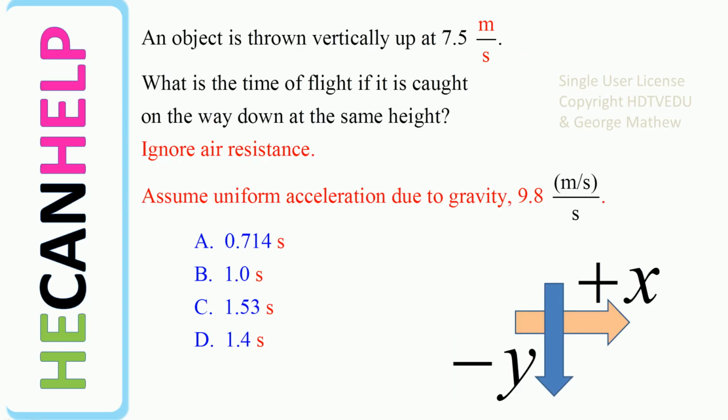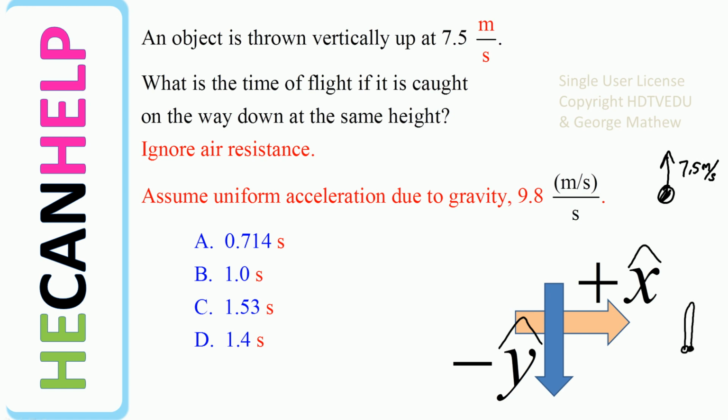2012. An object is thrown vertically up at 7.5 meters per second. Positive y is defined as vertically up, negative y is vertically down. So the object is thrown vertically up at 7.5 meters per second. What is the time of flight? Time of flight is for you to go and come back to the same point.